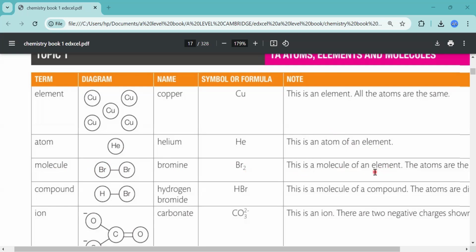Why are we saying that this is a molecule of an element? Because both the atoms are the same. And why will we say it's a molecule? Because they are chemically joined together. So, molecule of an element.